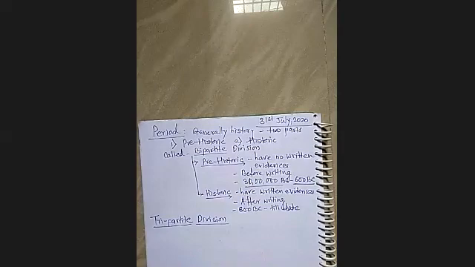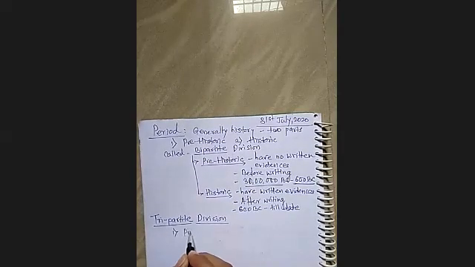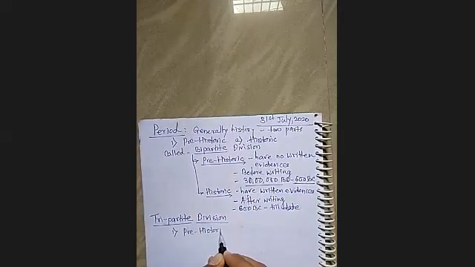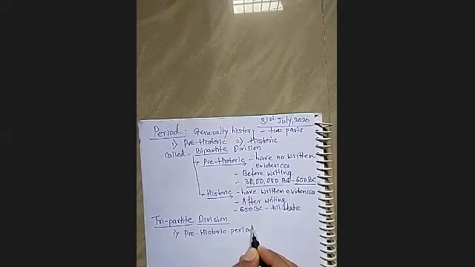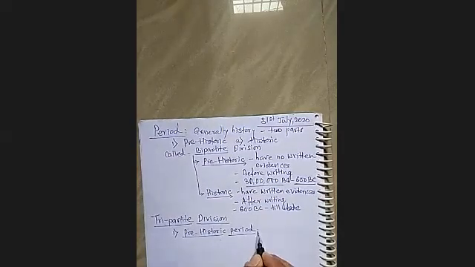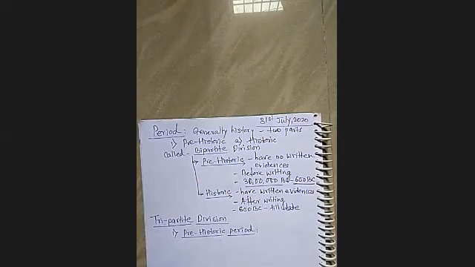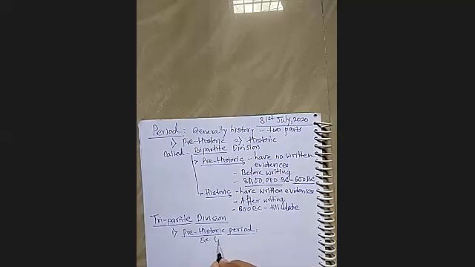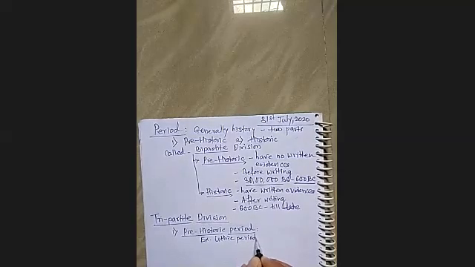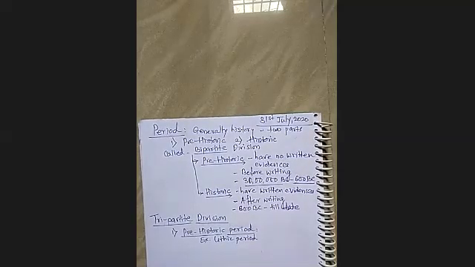So one is called the prehistoric period, which has no written evidences. An example of this is the lithic age or the lithic period, Ashmayugin Kal, for which no written evidences are available. That is the first one.